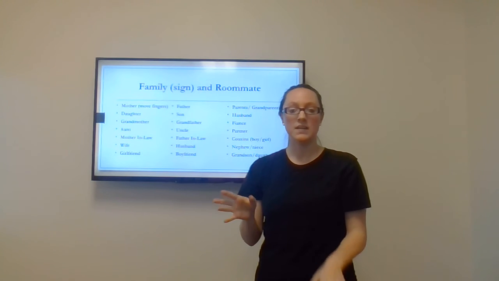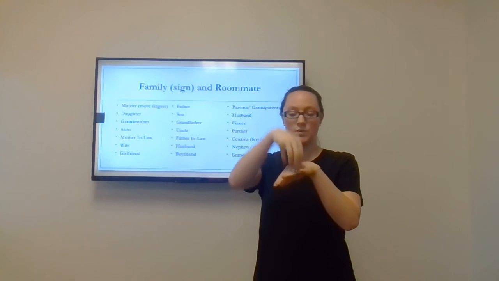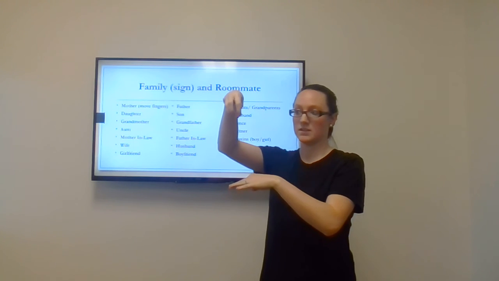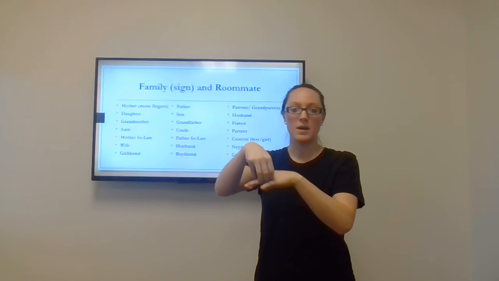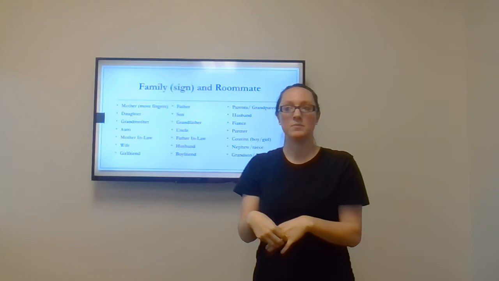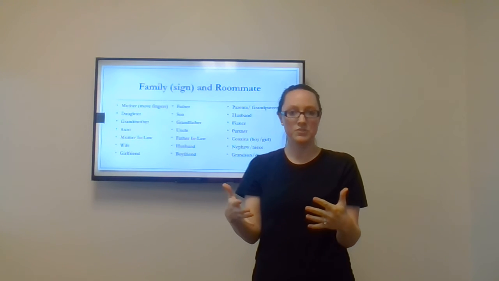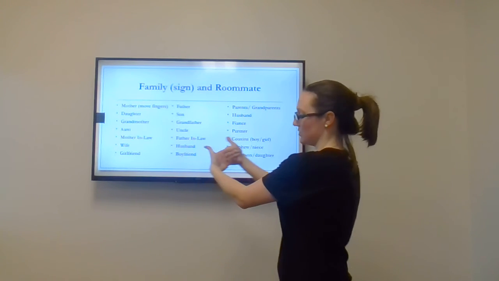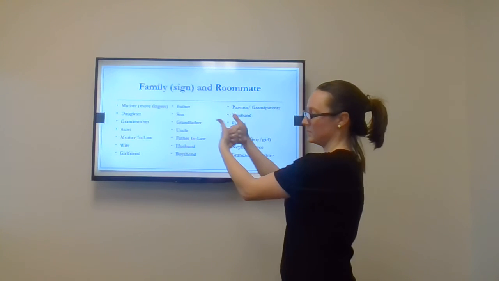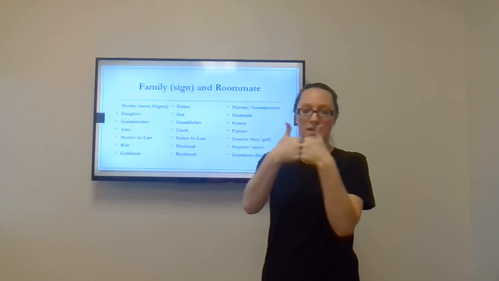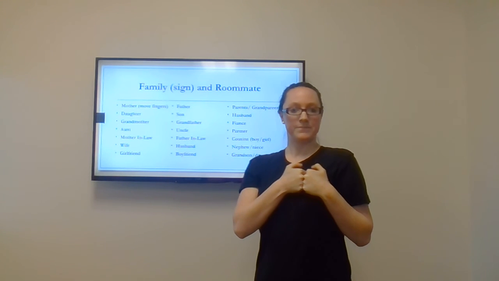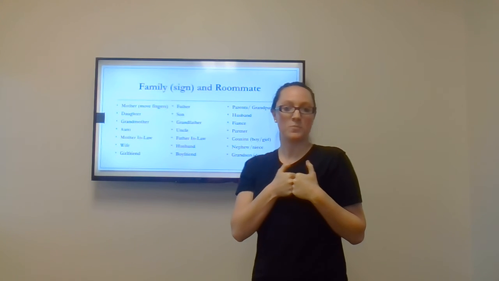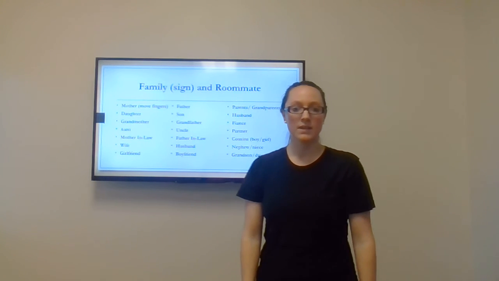We did husband. Fiance is with a ring, so you would say fiance. You just kind of cup it around your ring finger. Partner, you can do the sign for partners or lovers. It's with your thumbs, kind of like thumbs up. Put your hands together like this, and you move your thumbs up and down. So that means lovers or partner, either one.